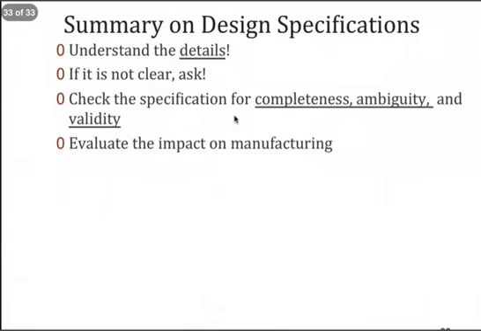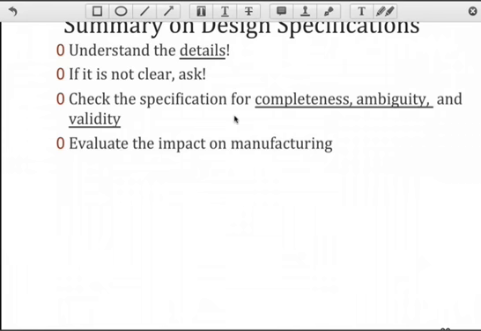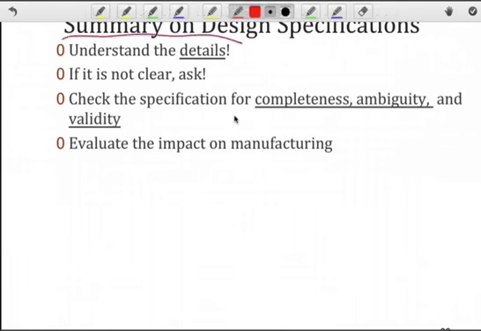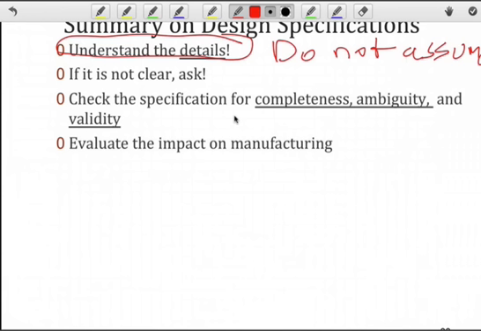So, in summary, when you look at a design specification, at this stage it's critical, and I mean critical, that you understand the details. Do not assume. By that I mean do not read into the specification things that are not there, things that are not specified. If things are not clear, ask, find out. Don't start on the next stage of engineering and not realize what you're trying to accomplish here.